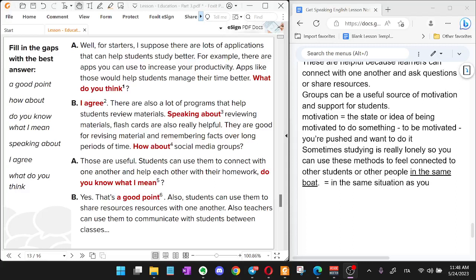Well, for starters, I suppose there are lots of applications that can help students study better. For example, there are apps you could use to increase your productivity. Apps like those would really help students manage their time better. What do you think?